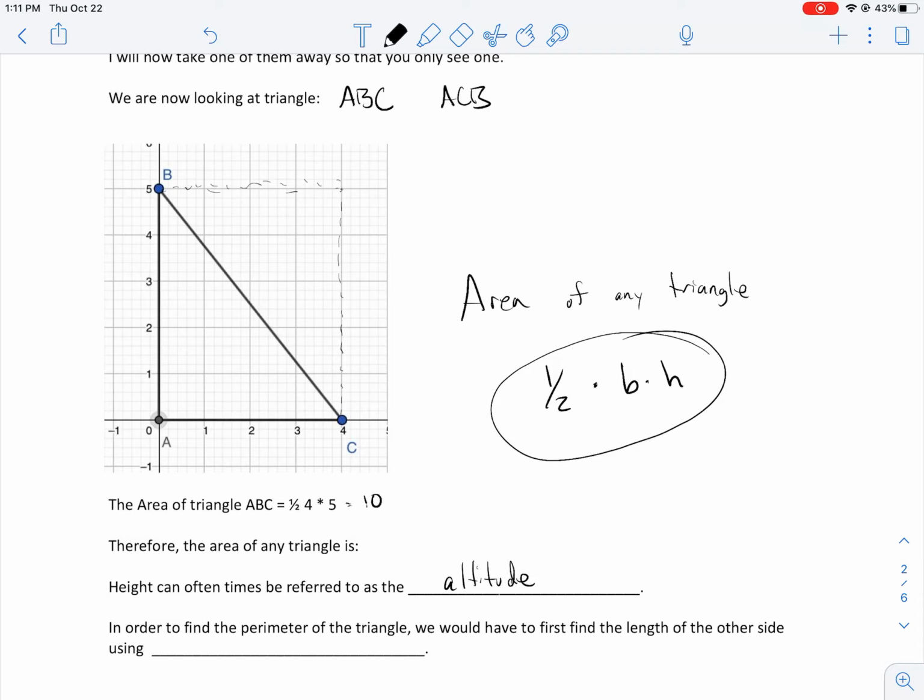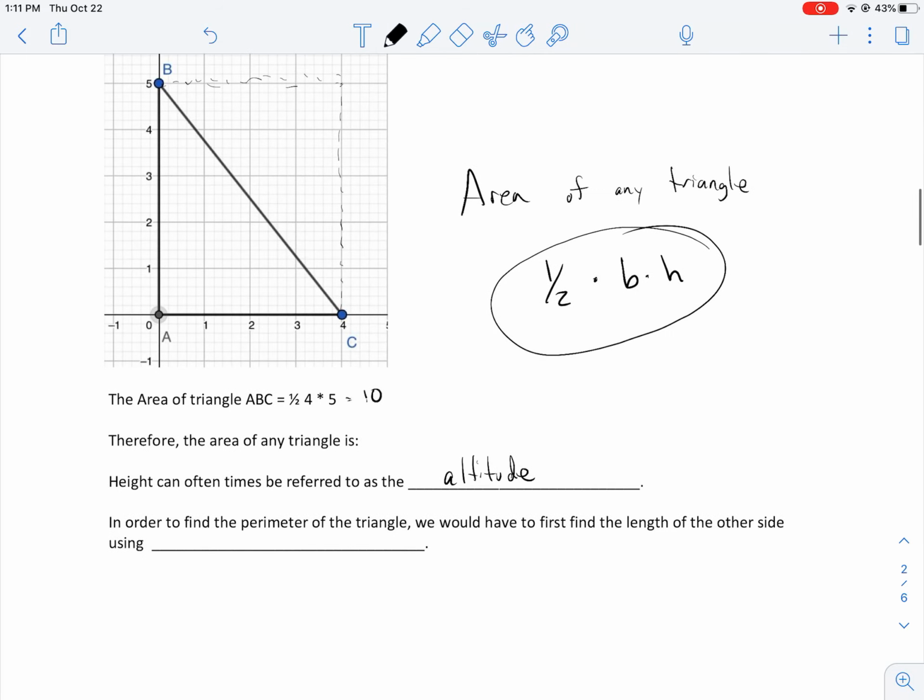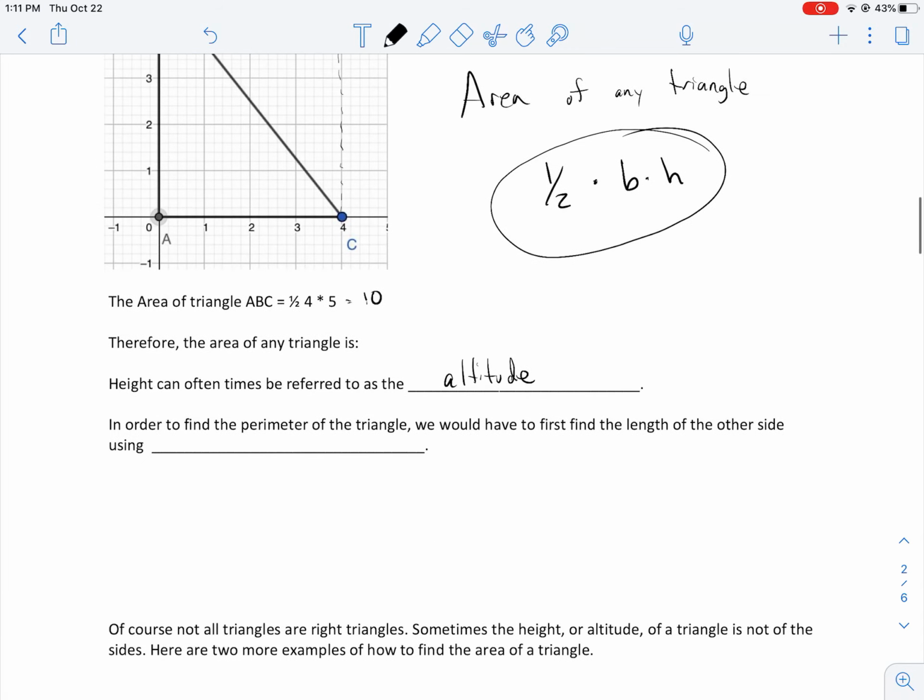All right, so sometimes they'll say the altitude or the height. Just know that those two names are interchangeable. They mean the same thing. So height and altitude are the same thing.